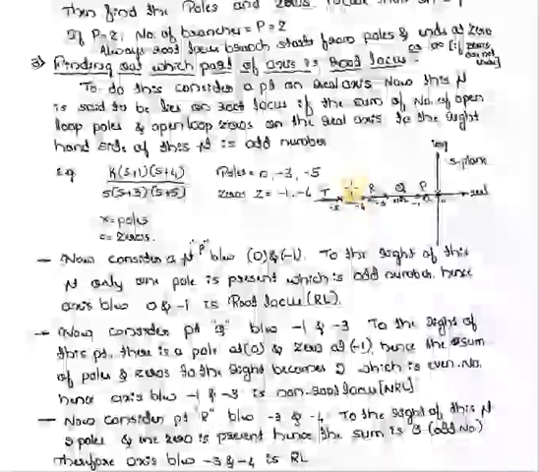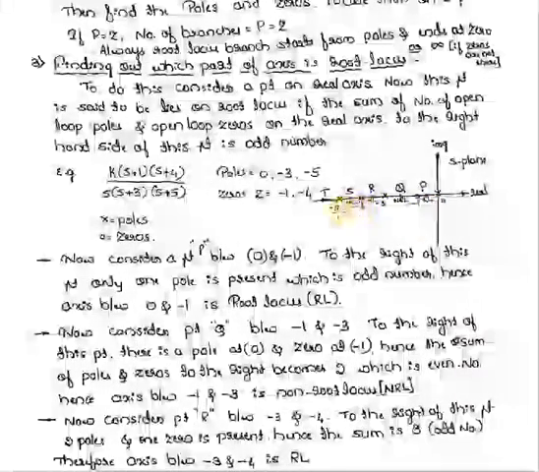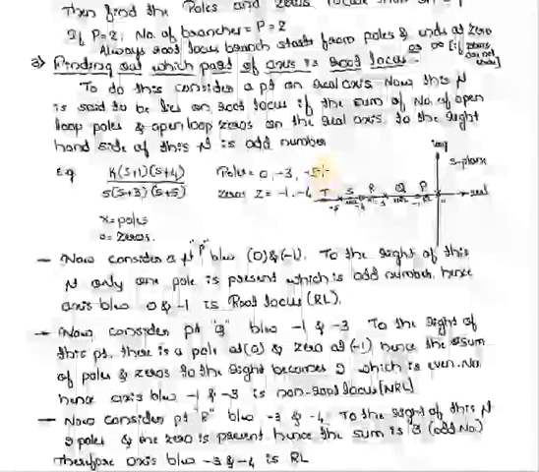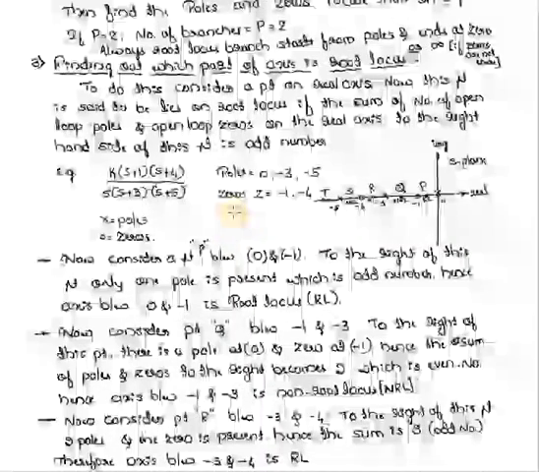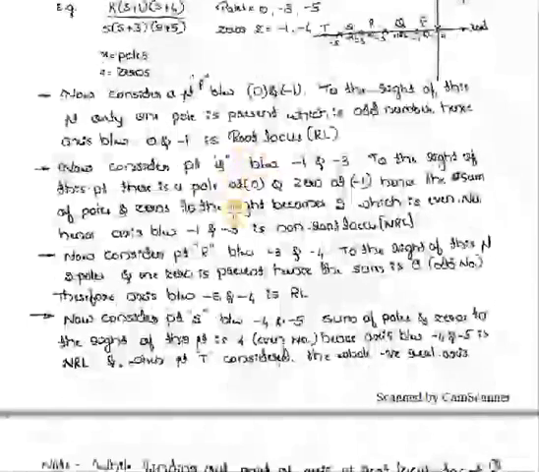Then consider a section between -4 and -5 here. Then take the summation of p and z towards the right side. So -4, -3, -1 and 0. That means the summation is equal to 4, which is an even number. So -4 to -5 is NRL. Now between -5 and infinity, if you consider, the summation of p and z will be 5, which is an odd number. So from -5 onwards it is a root locus portion. Okay.